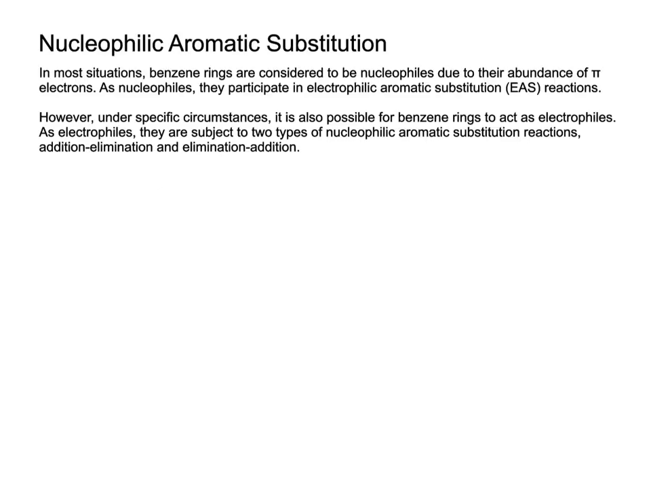In most situations, benzene rings are considered to be nucleophiles due to their abundance of pi electrons. As nucleophiles, they participate in, oddly enough, electrophilic aromatic substitution reactions. However, under specific circumstances, it's also possible for benzene rings to act as electrophiles. And as electrophiles, they are subject to two types of nucleophilic aromatic substitution reactions: addition-elimination and elimination addition.